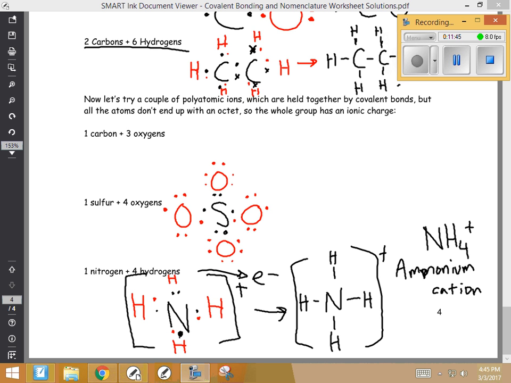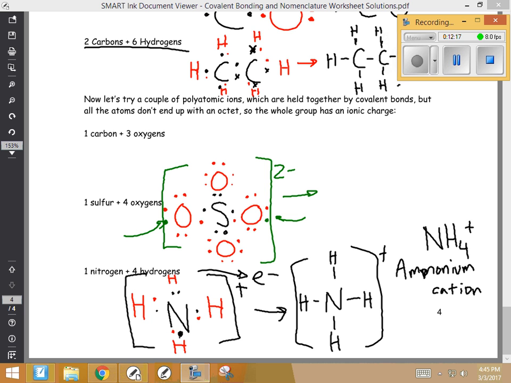But right here and here, these oxygens don't have 8 electrons. So these electrons have to come from somewhere else. And they're going to come from maybe a magnesium, maybe an ion that we know of. It's going to pick up an electron here and here. Okay? We just added two electrons, so this is going to be 2 minus.